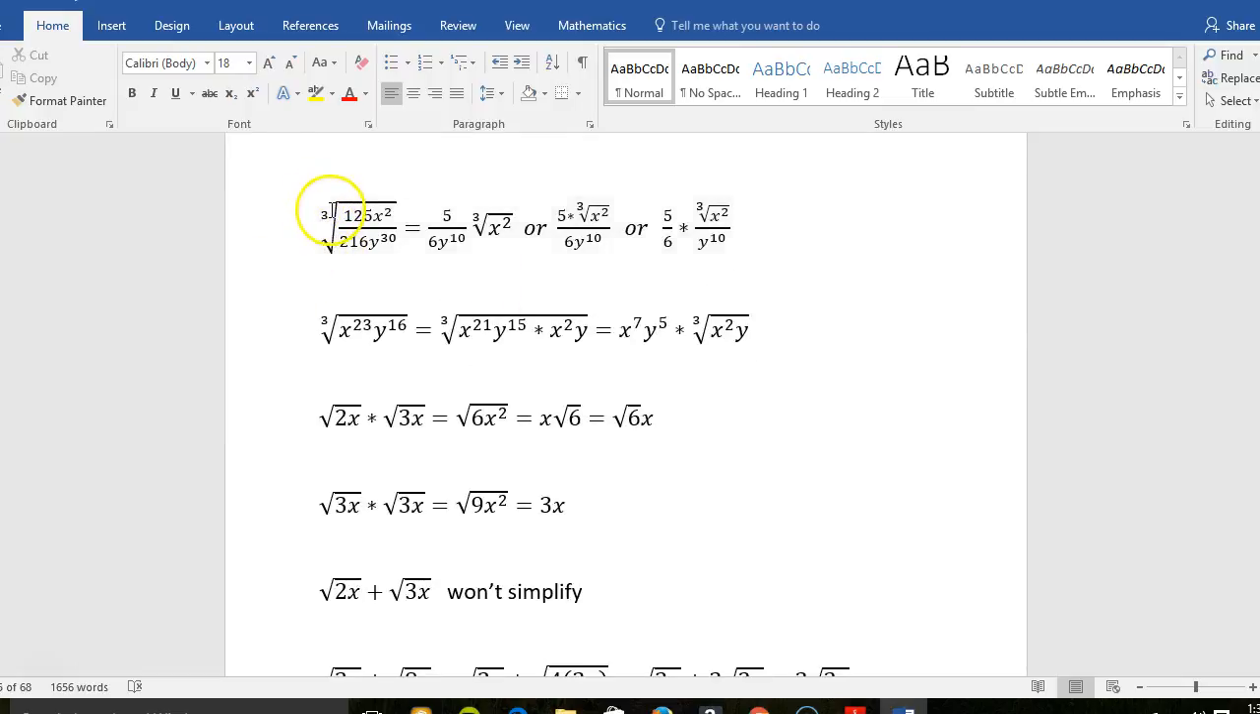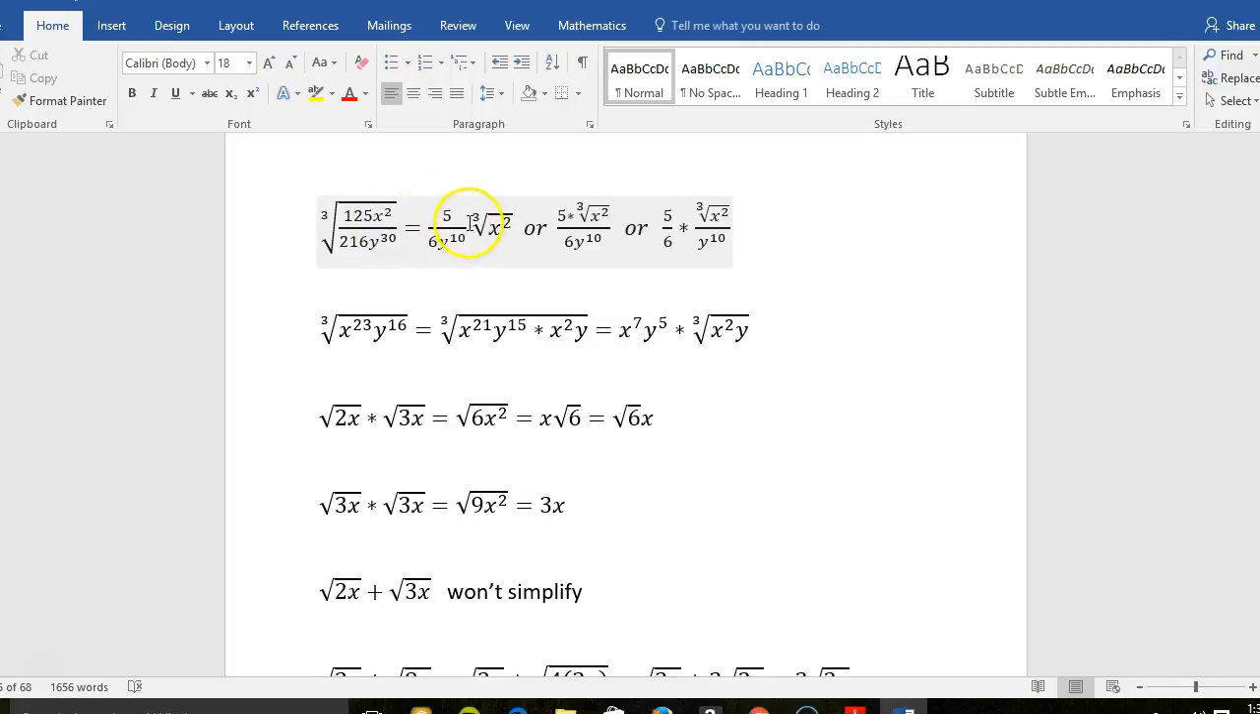Now here it's a little more interesting. Notice x squared can't come out because 2, the power, is smaller than the index of 3 for the cube root. But now the 125, of course, it can come out as 5. The 216 comes out as 6. After all, 6 times 6 times 6 is 216. The y to the 30th can come out as y to the 10. It's just that x squared that's stuck. He's the only guy that didn't get to come out.